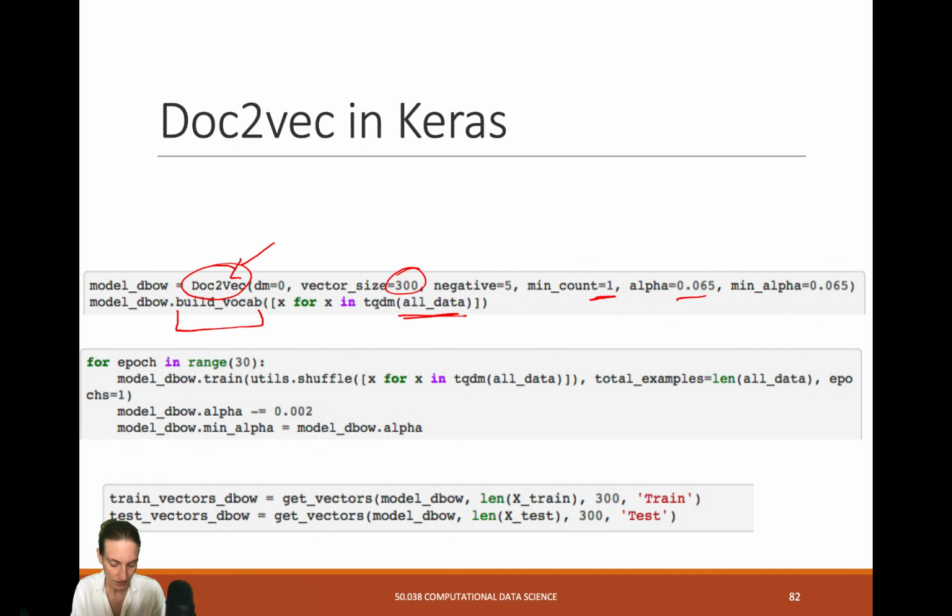And once we have defined our model and our vocabulary, we can then train the model for each epoch. We shuffle all data. We use all the data for one epoch here. We use a learning rate, and that is all there is to it. Then we can get the learned vectors for each entry of the training or test set. And each of the outputs will be 300.